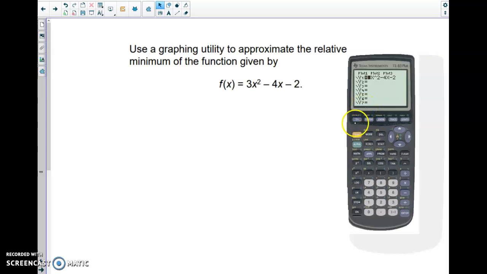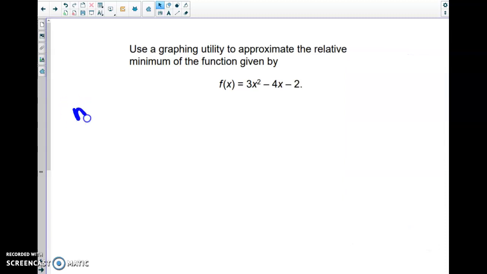All right, so top left here, Y equals, type in 3x squared minus 4x minus 2. I have an 83, so I have to do this caret for 2. And then we hit graph. There's the graph of our function. Notice that it is a quadratic, and we see the bottom of a valley. So we're going to be looking for the minimum.